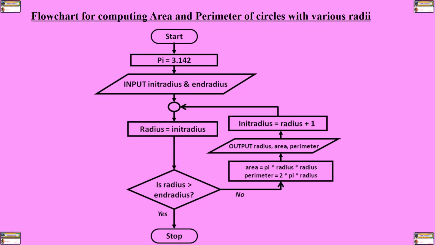I repeat, this part is very important for you, my dear students, and the rest of the learners to understand. When will this loop terminate? This loop will terminate when the content in the memory location called radius is greater than the content in the memory location called end radius. So once the value in memory location called radius becomes greater than the content in the memory location called end radius, that is when the loop will terminate.